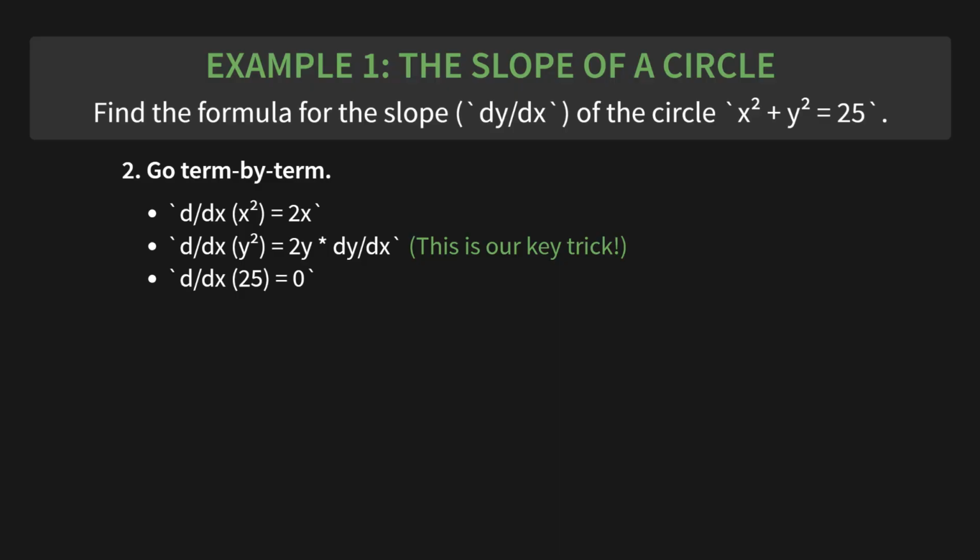This is our key trick. It's 2y times dy/dx. And the derivative of 25? That's just 0. Our new equation is 2x plus 2y times dy/dx equals 0.